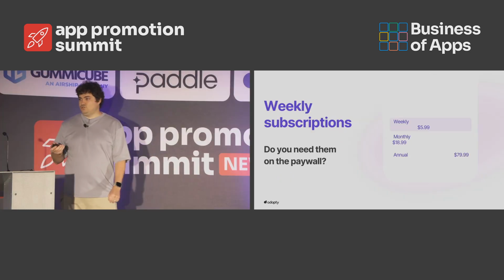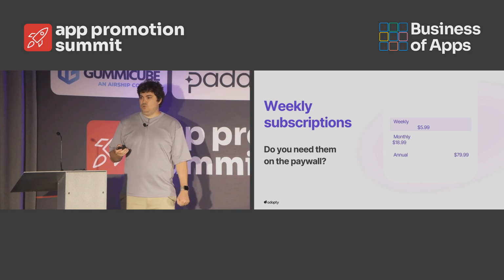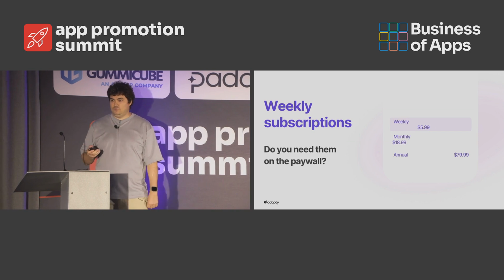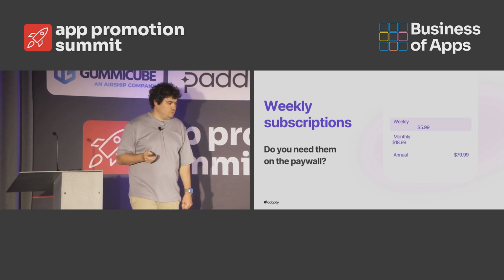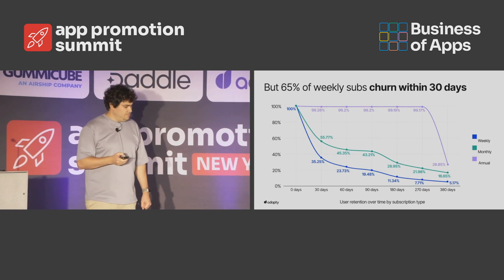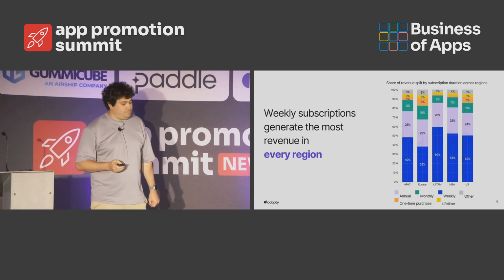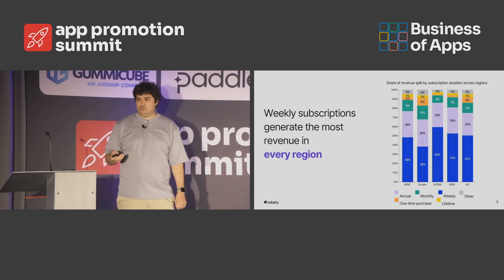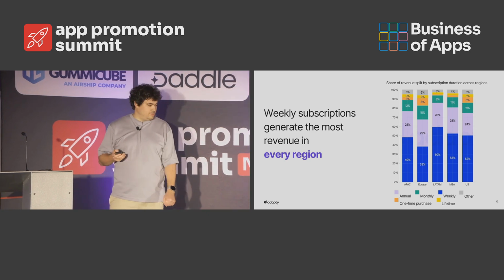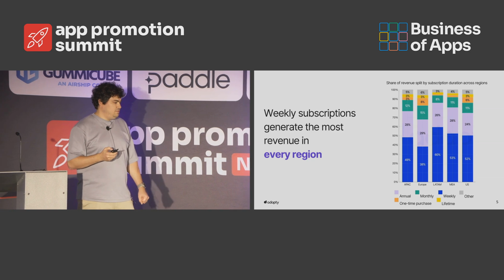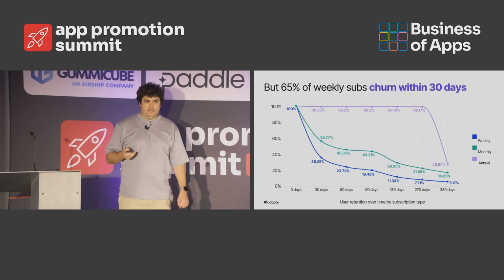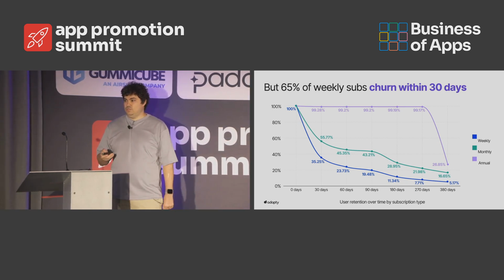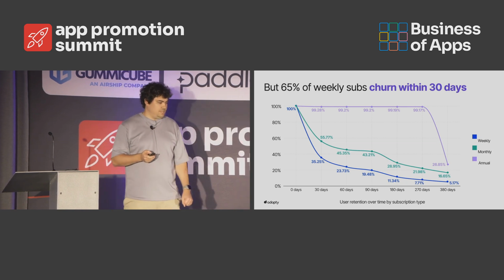The first one, let's talk about weekly subscriptions. We publish a subscription report every year, and last year was very dominant for weekly subscriptions. We saw huge growth in them, and this year is similar. As you can see on this chart, weekly subscriptions dominate in every region, and in most regions they account for more than half of the revenue, which is a good thing. The problematic thing is that they have a really high churn rate. 65% of weekly subscriptions churn within the first month after the customer subscribes to the application.